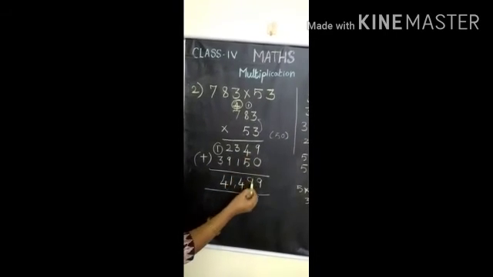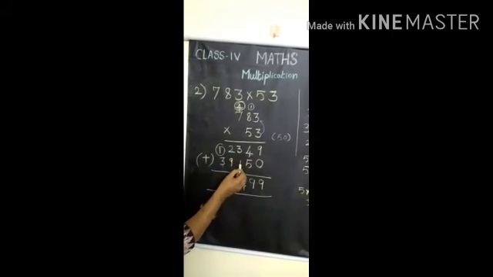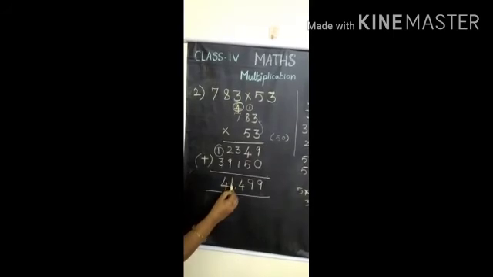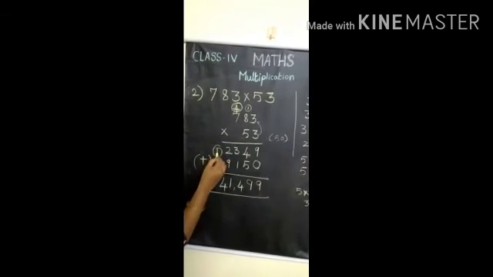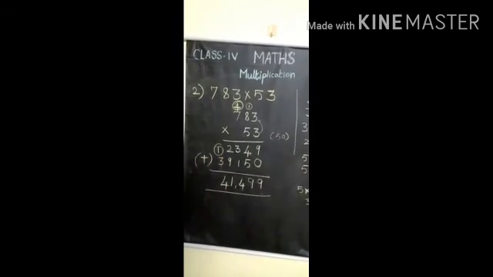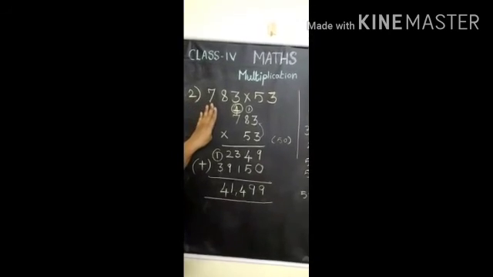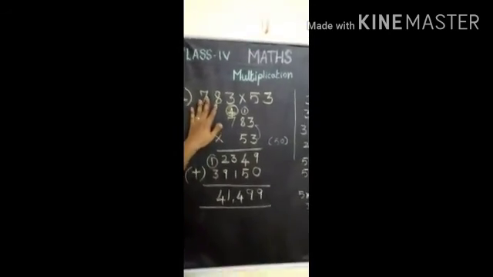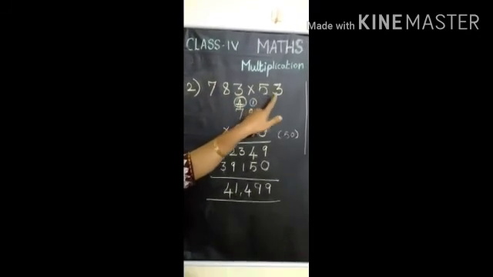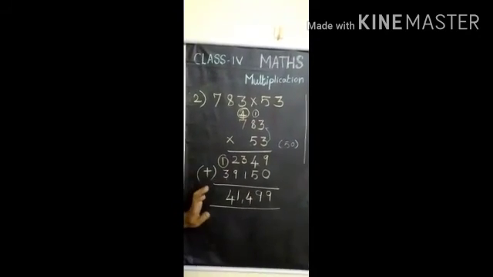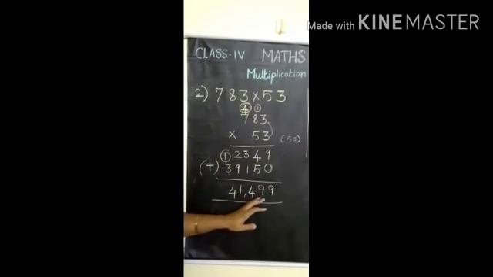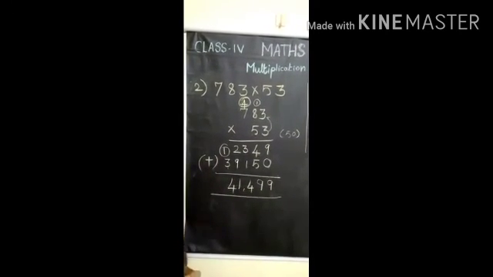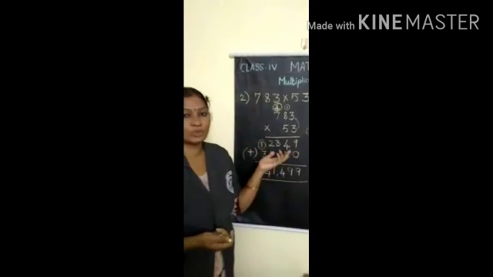So 9 plus 0, 9. 4 plus 5, 9. 3 plus 1, 4. 2 plus 9, 11. So 1, balance 1, carry over here. 1 plus 3, 4. So this is a three-digit number multiplied with a two-digit number. That is, 783 multiplied with 53, and we get the answer 41,499. That's all children. I hope you all understand these two sums.